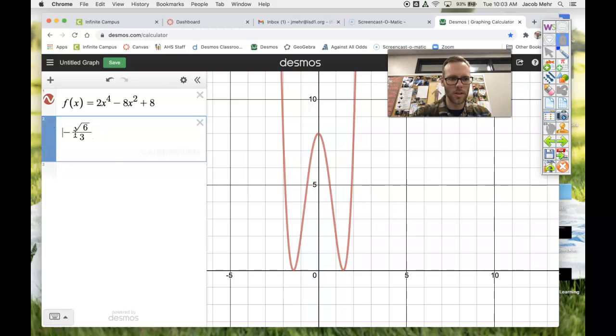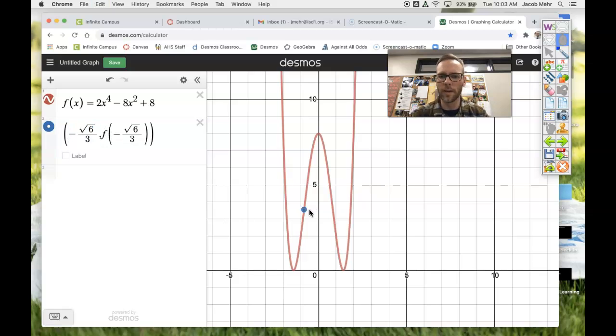Actually, let me just put it in as a point. Negative square root of 6 over 3, comma, f of negative 6 over the square root of 3, right there. And we can see that's where the concavity changes.